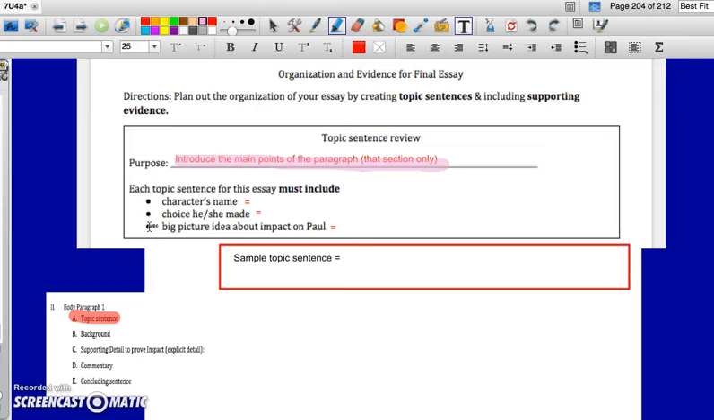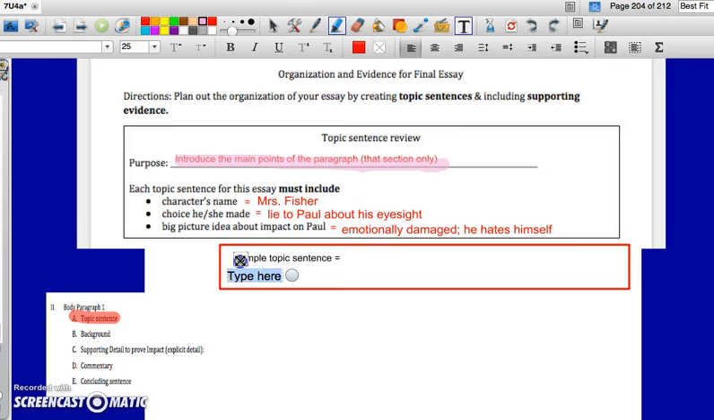So going back to my example, I'm focusing on Mrs. Fisher, and one of the choices that she made was to lie to Paul about his eyesight. And then the big picture idea about the impact on Paul is that he is emotionally damaged. In other words, he hates himself. So this might be a good way for you to plan out all three parts of your topic sentence and then to generate it.